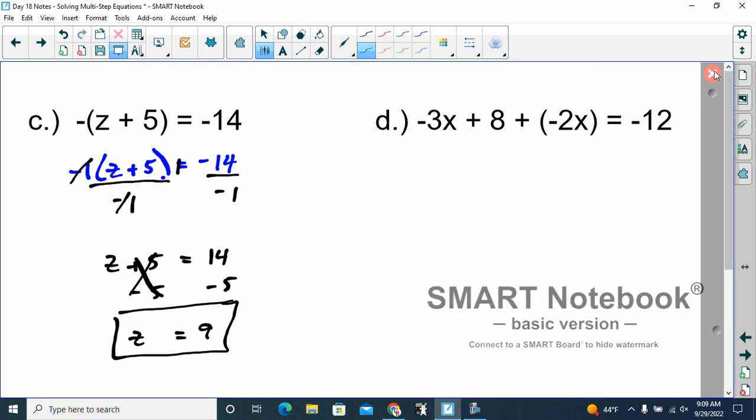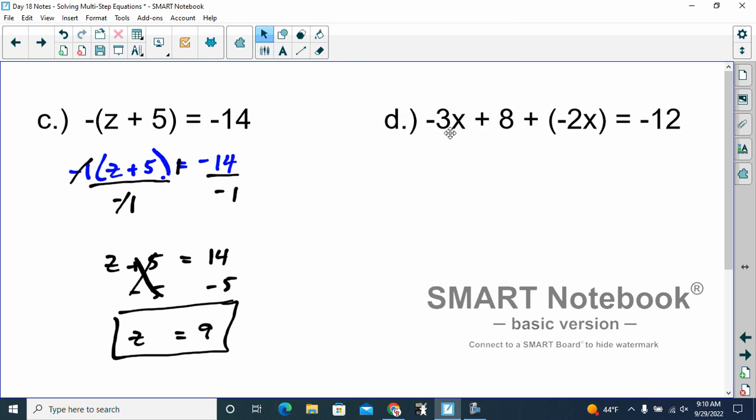Part D says negative 3x plus 8 plus negative 2x equals negative 12. Negative 3x plus 8 plus negative 2x equals negative 12.